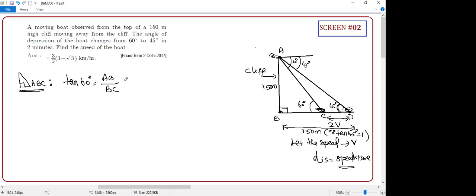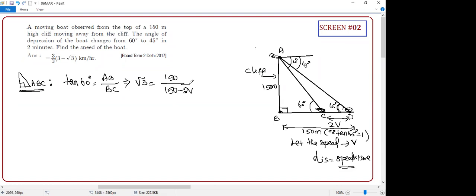Now, listen carefully, students. Tan 60 value is √3. AB equals 150. Guys, do you know BC? What is BC? BC is 150 minus 2V. Everyone agree with me or not? 150 minus 2V is this distance. Instead of BC, can I write 150, the whole distance, minus 2V, giving you this distance? Say yes or no, quickly. Yes, sir.